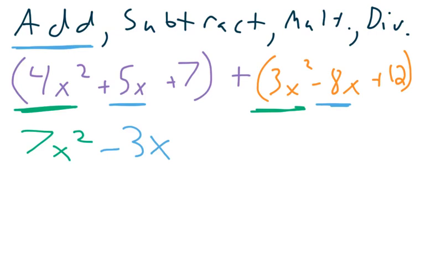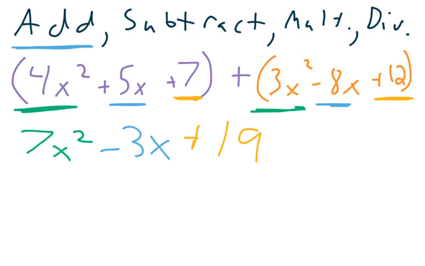And then lastly, we have a 7, that's just a regular number, and we have a 12. And so we're adding these together, so what is 12 plus 7? 19. So that is what we get whenever we add these polynomials together. We get 7x squared minus 3x plus 19. So all we're doing is adding the things together that have the same exact letter.